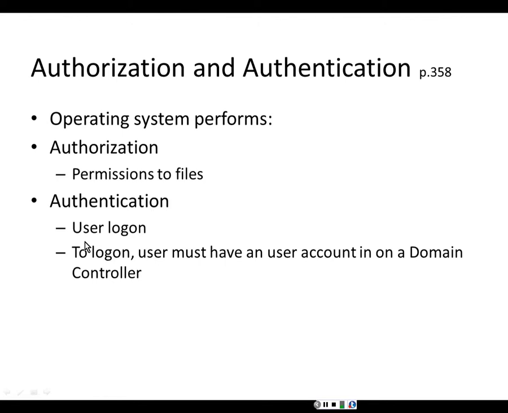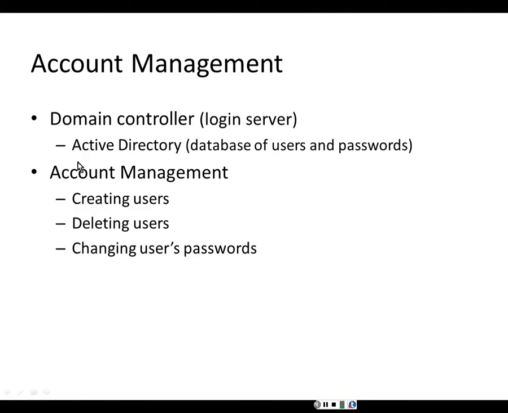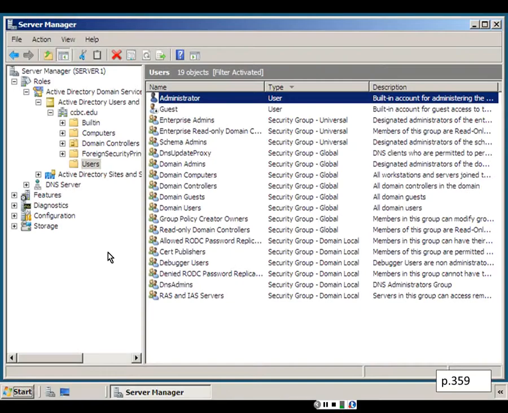And another word for authentication is user logon. To be authenticated means to be logged on. And to log on, a user must have a user account on the domain controller. A domain controller is another word for a login server. An Active Directory is the database of usernames and passwords. So when you perform account management as a network engineer, then you will be creating users in Active Directory, you will be deleting users, and you will be changing users' passwords.